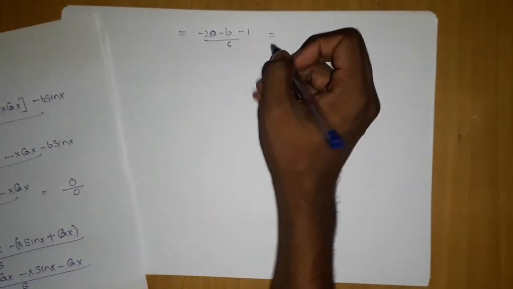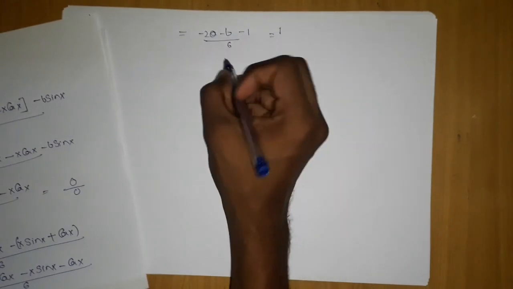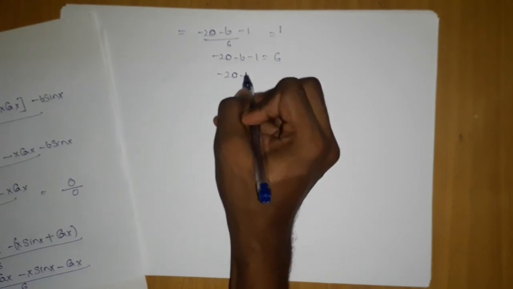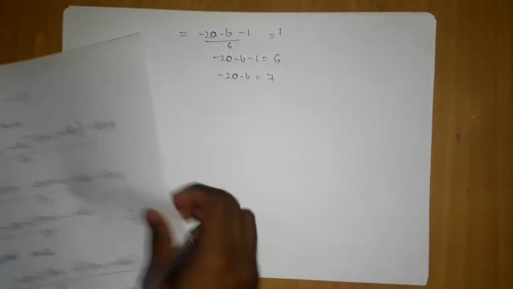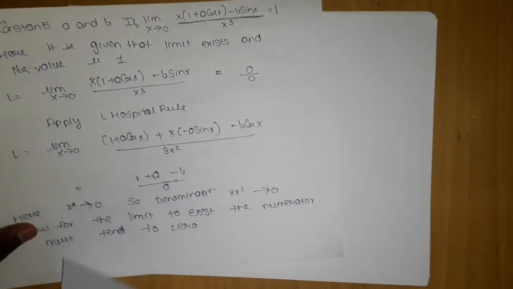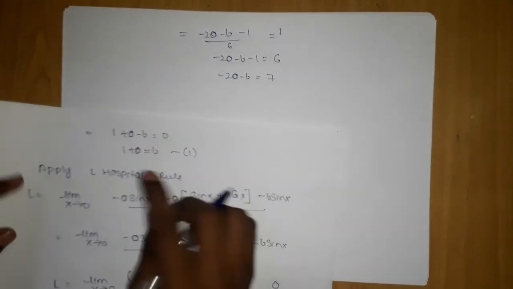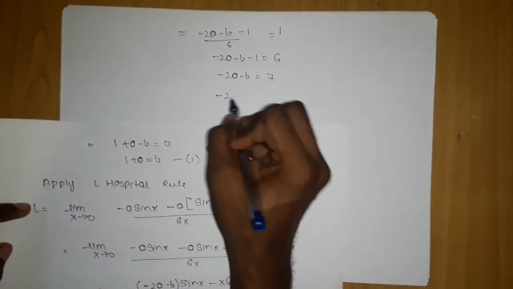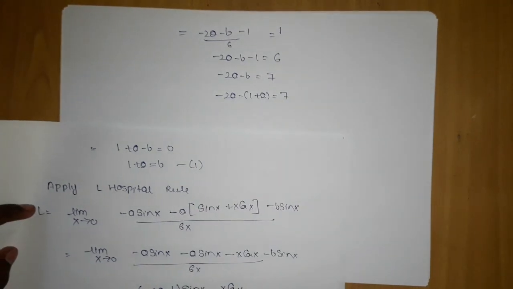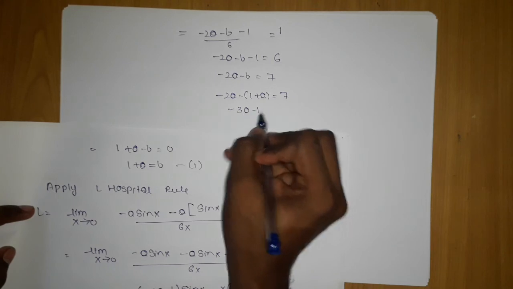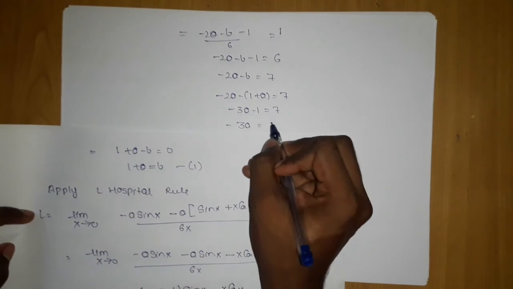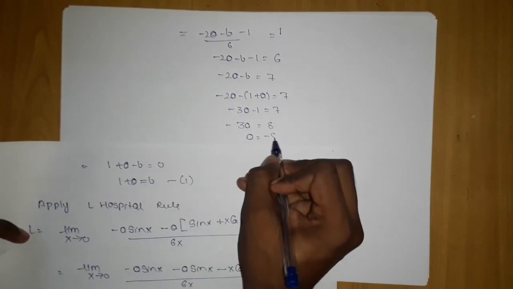This should be equal to 1, giving me minus 2a minus b minus 1 should be equal to 6. Finally minus 2a minus b should be equal to 7. And we have one relation already, which was b equals to 1 plus a. If I write b equals to 1 plus a, minus 2a minus 1 plus a equals to 7, which gives me minus 3a minus 1 should be equal to 7, giving me minus 3a equals to 8, a equals to minus 8 by 3.